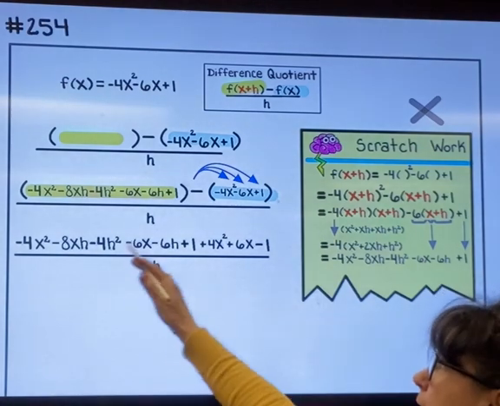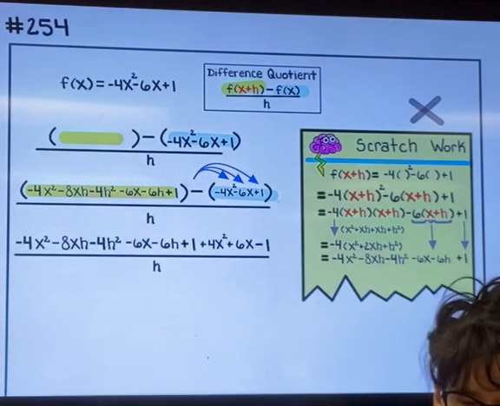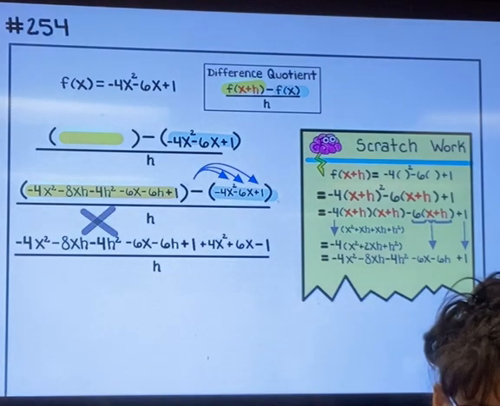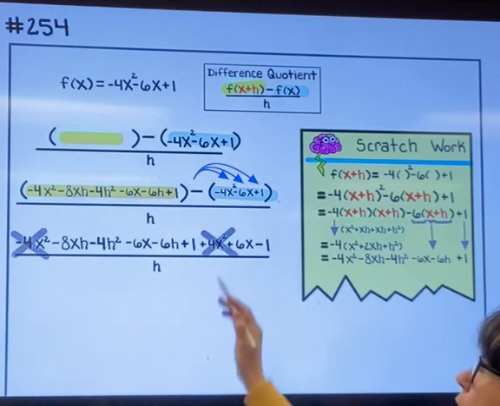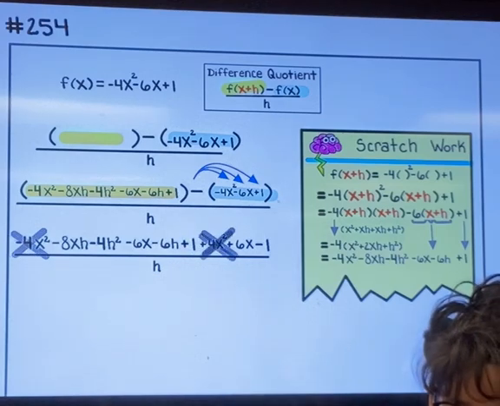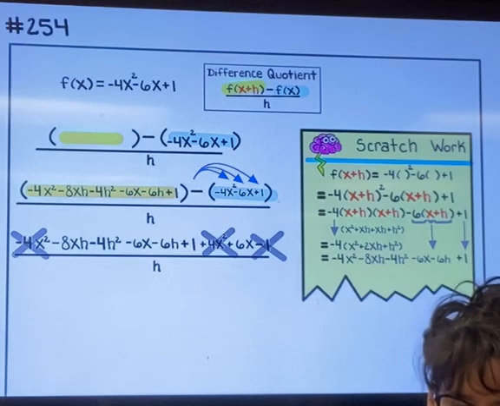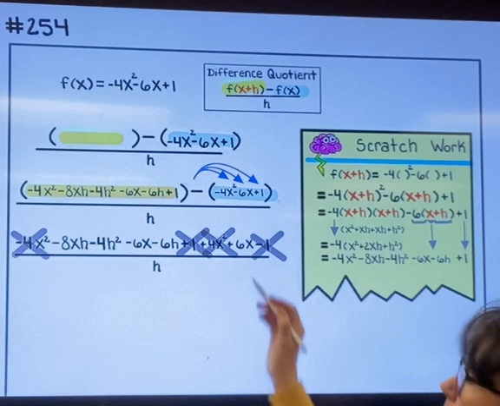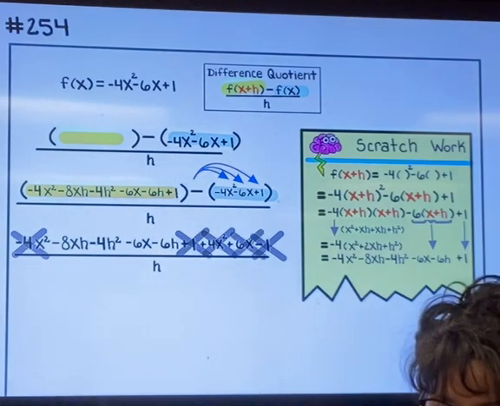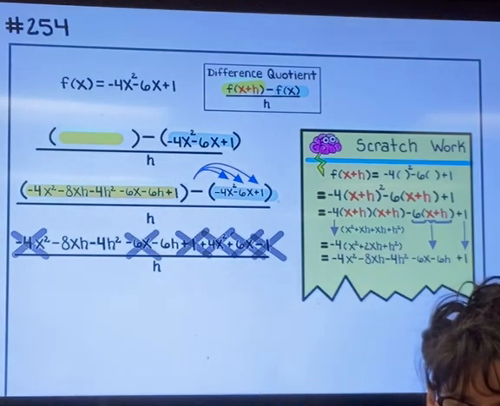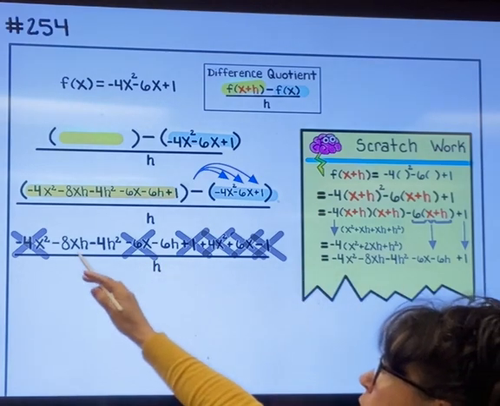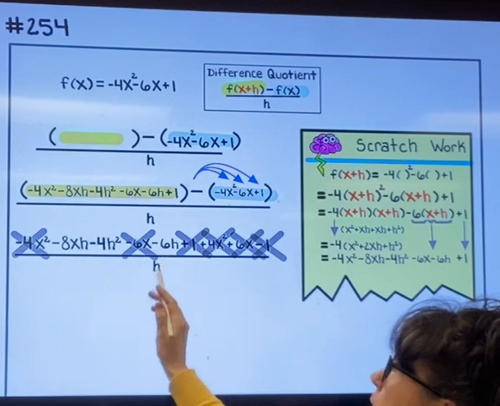Looking for things that I can combine in the numerator. Notice that I have negative 4x squared, and I have positive 4x squared, so those can go away. I have negative 1, and I have positive 1, so those are gone. I have 6x, and I have negative 6x, so those are gone. So all that I have left in the numerator are these three terms over h.